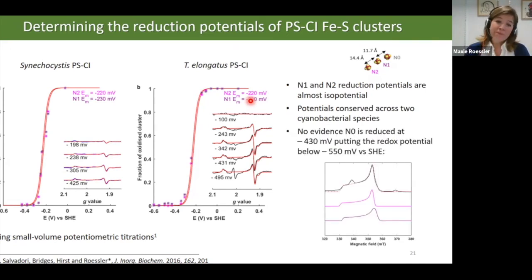We weren't actually able to get a reduction potential for N0 because it's so broad in the continuous wave EPR, but we were at least able to put an upper bound on it from the post-EPR measurements. So what is clear from this is that it's considerably more negative compared to N1 and N2.